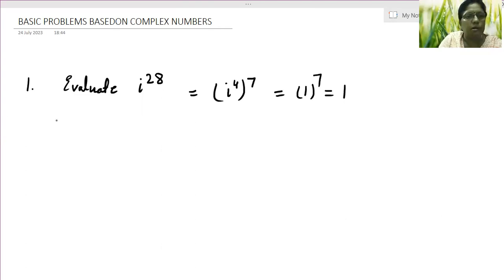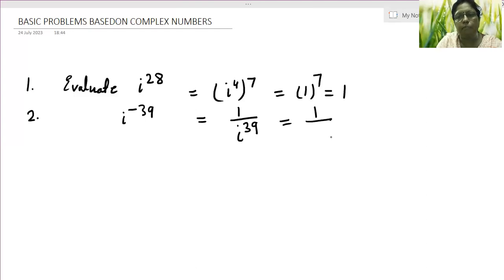Similarly, evaluate i raised to the power minus 39. When you have a negative power, you write its reciprocal: 1 upon i raised to the power 39, by using the laws of exponents. Now, again, we will break it: i raised to the power 36 into i, because 36 is a multiple of 4.